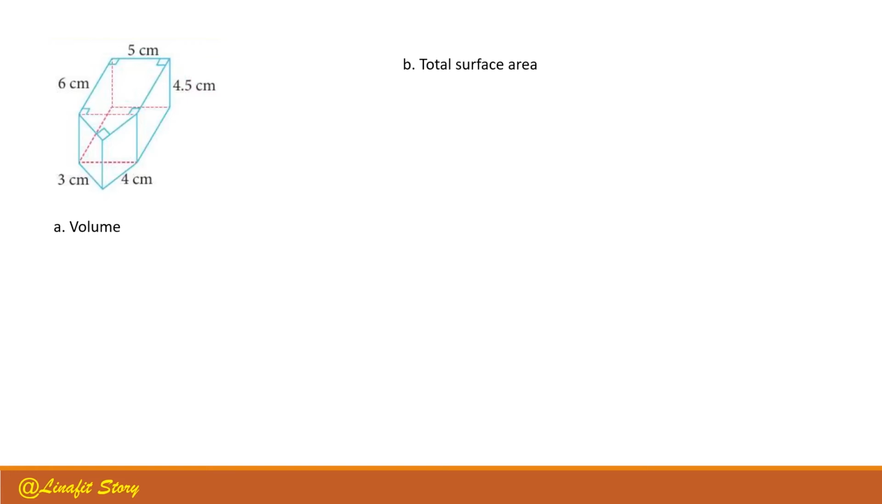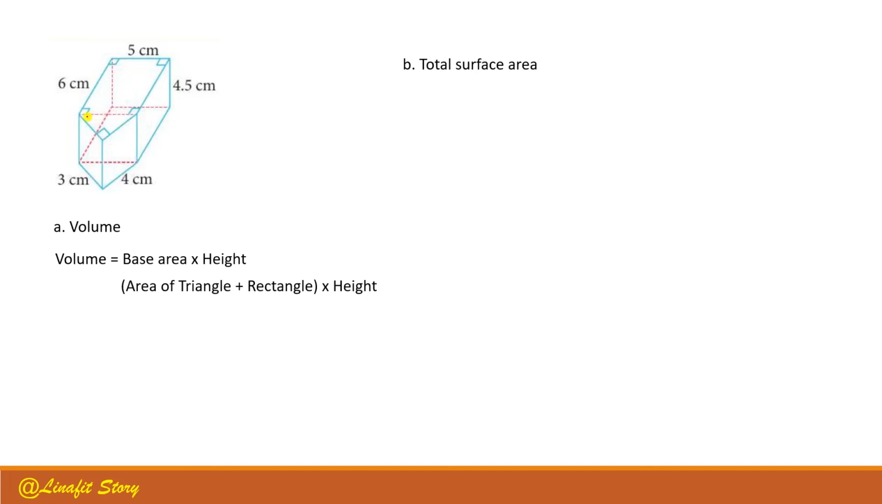Find the volume and the total surface area of this prism. To find the volume is base area times height. This is the base area. They are a rectangle and a triangle. So to get the base area is find the area of the triangle plus the area of the rectangle times the height of the prism.